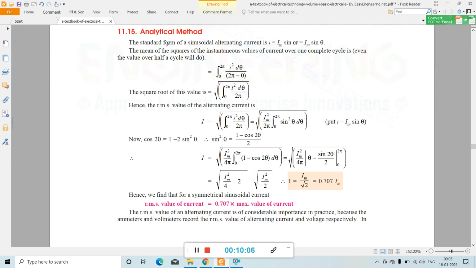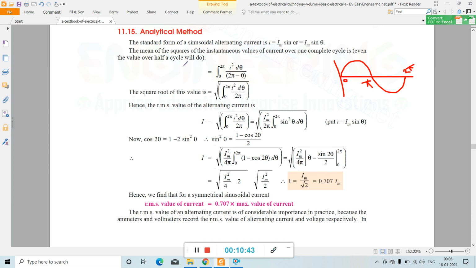In the analytical method, the standard form of a sinusoidal alternating current is I is equal to Im sin omega t or Im sin theta. We need the mean of the squares of the instantaneous value of the current over one complete cycle. If I draw the sinusoidal waveform, this is the positive half cycle, this is the negative half cycle. So this is pi, this is 2 pi. One complete cycle is from 0 to 2 pi. So this is one cycle.